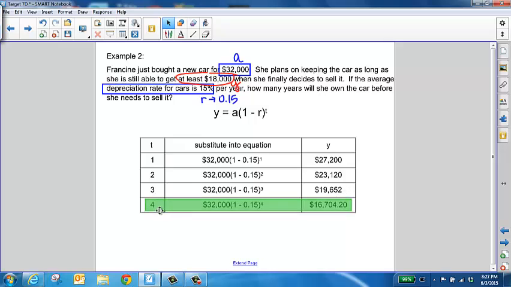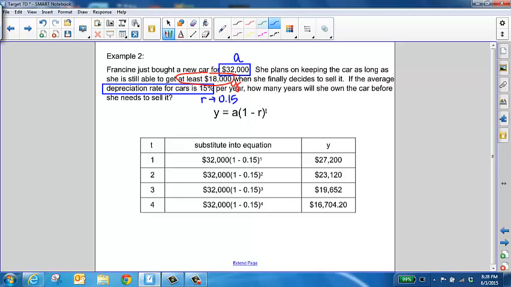Going ahead and looking at if she were to keep the car for 4 years, after the car depreciates, it's going to be valued at $16,704.20. So here, if she were to keep the car for 4 years and then try to sell it, she's actually not going to be making as much money as she wants to, because she wants to make at least $18,000. So then how many years can Francine keep the car before she has to sell? The answer would be 3, because if she sells after she keeps the car for 3 years, she should be able to still get $19,652.